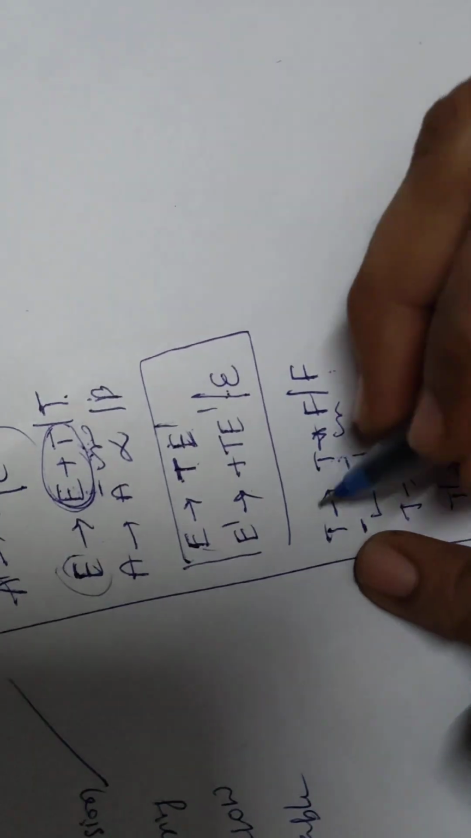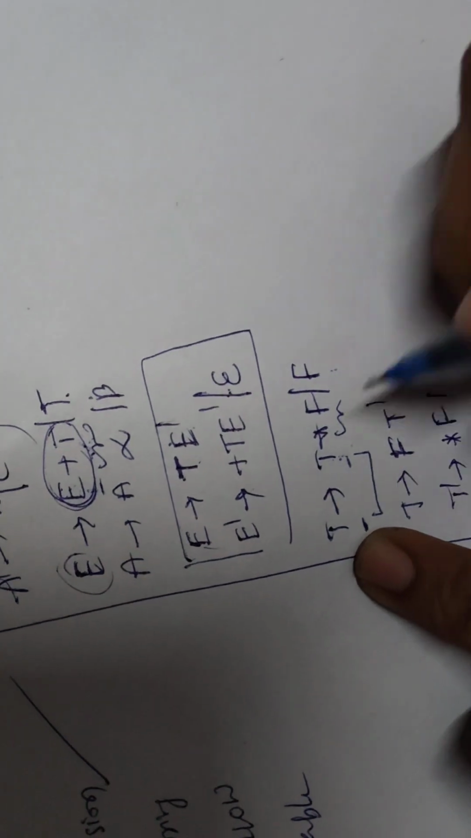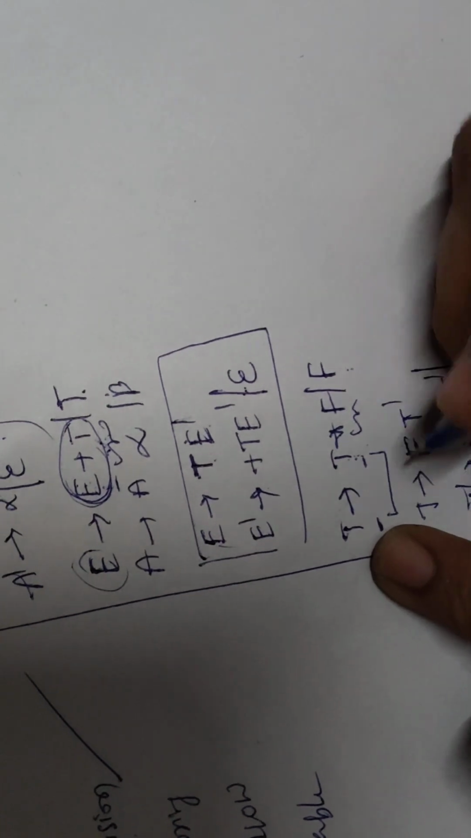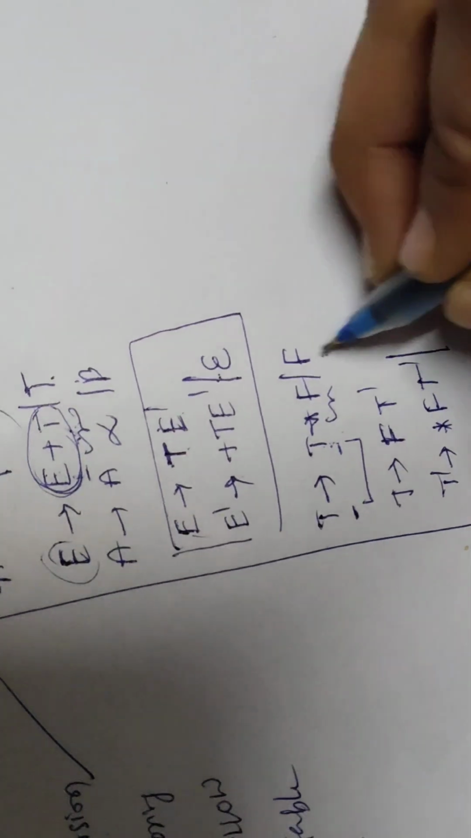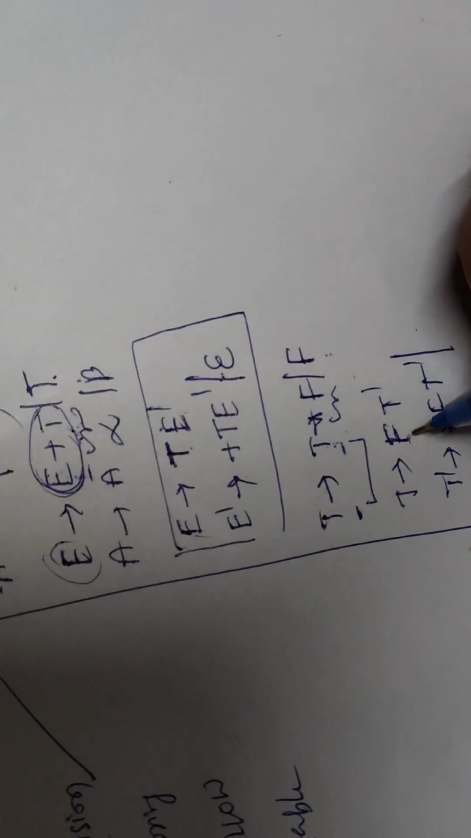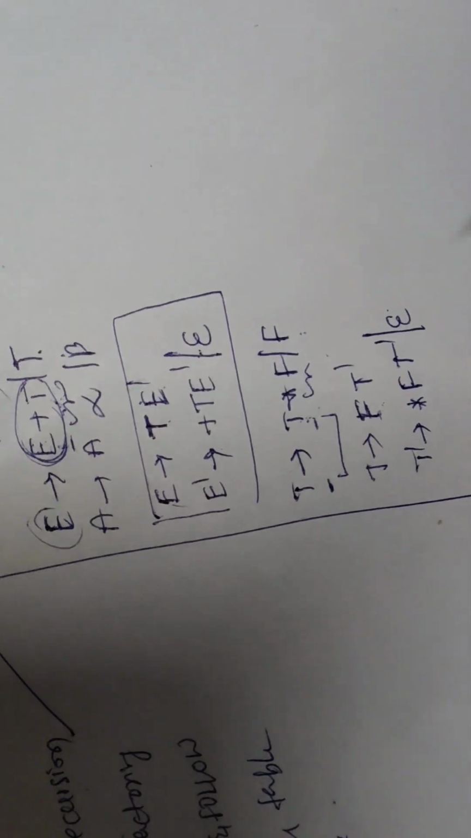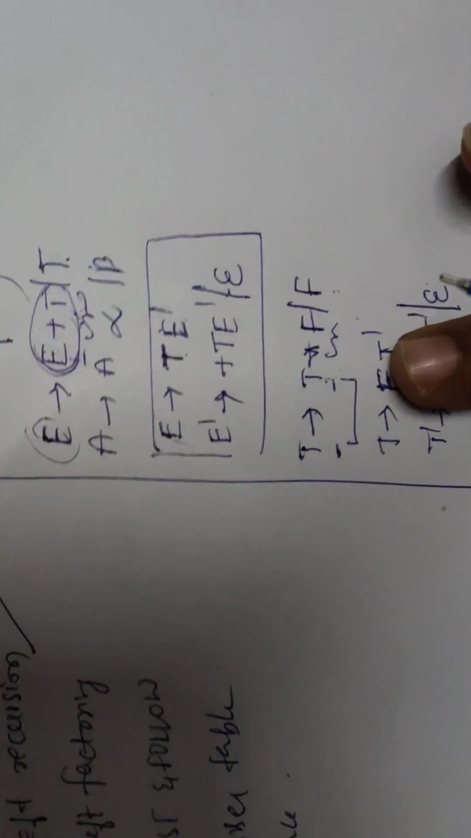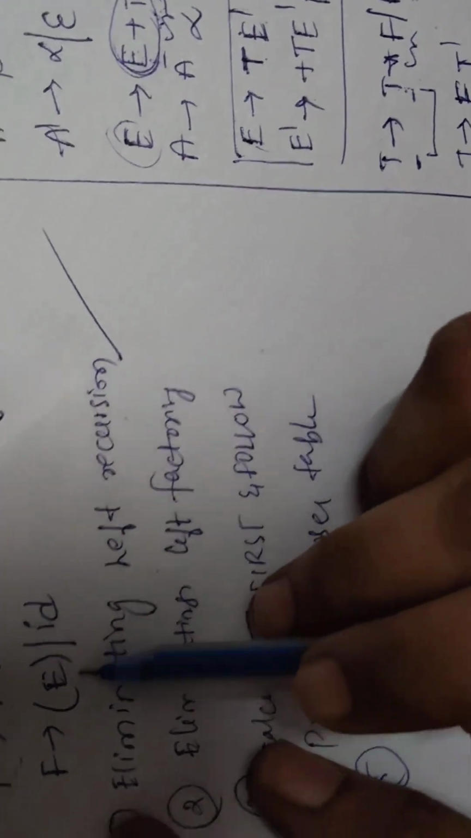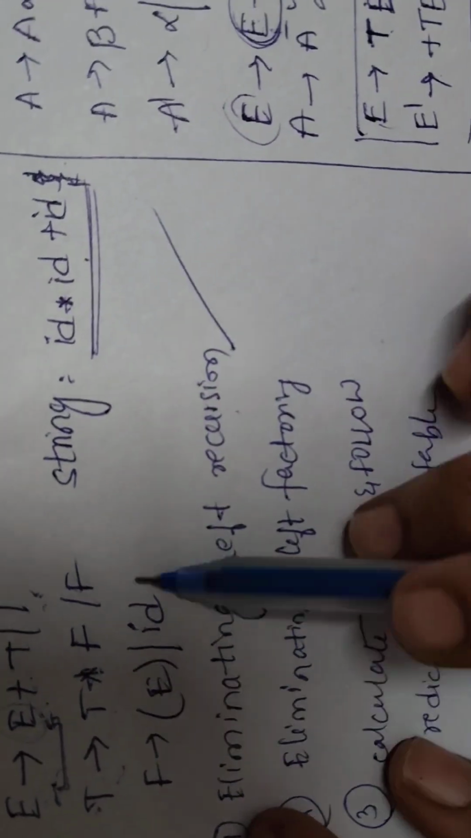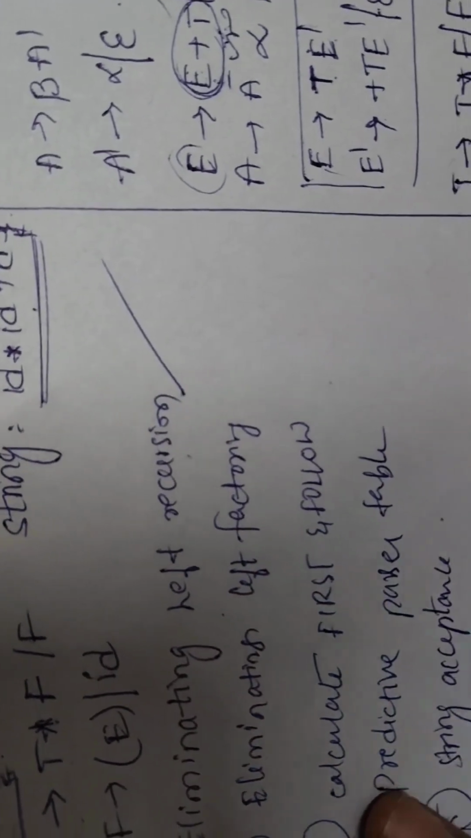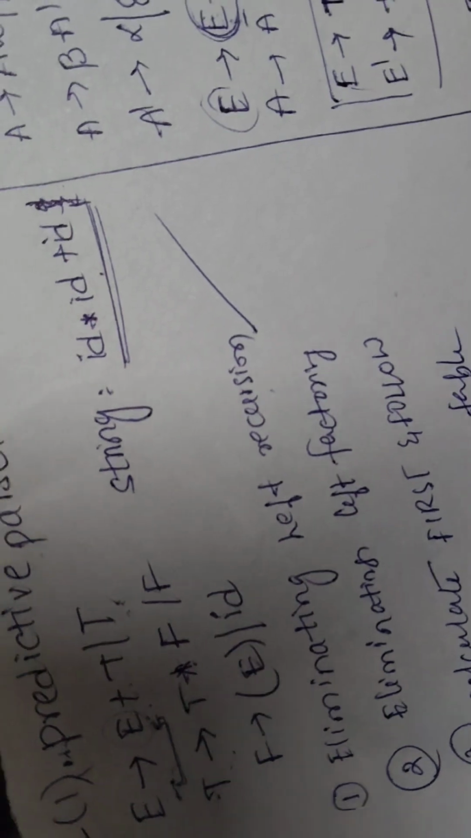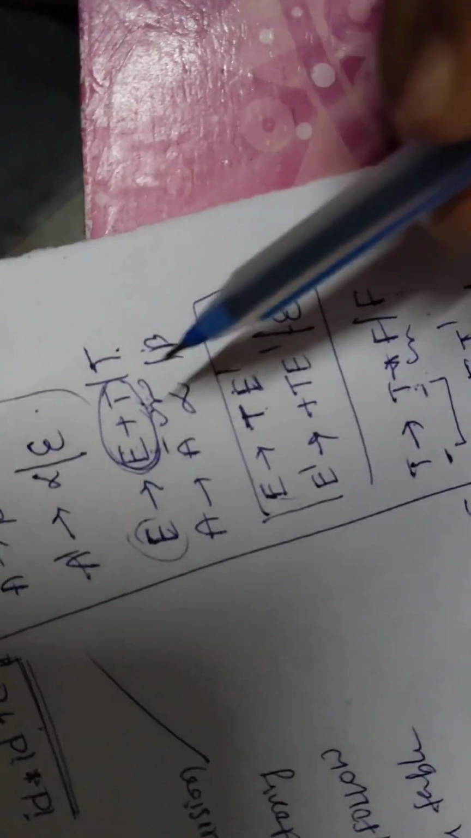And as we are eliminating this T, we need to write T dash. Next, we should write the remaining F, but F has already been used here, so we need to write epsilon. So in place of this production you can write these two productions. The third production does not have left recursion, so we are not eliminating it. So the final grammar becomes: in place of this production we will write these two productions.